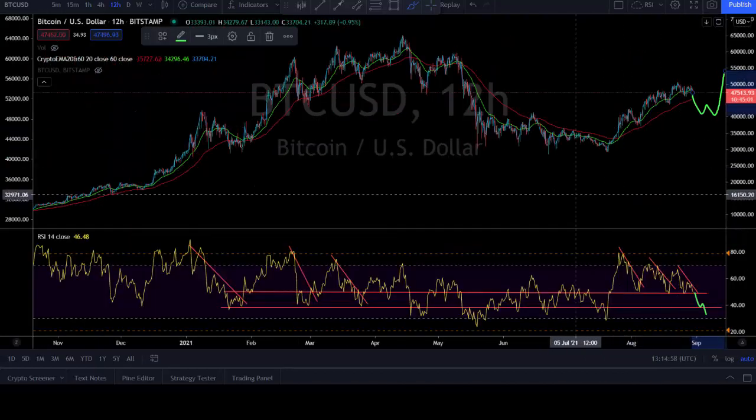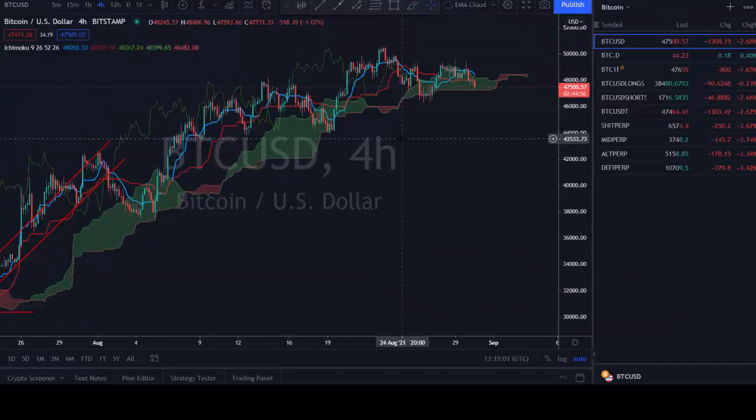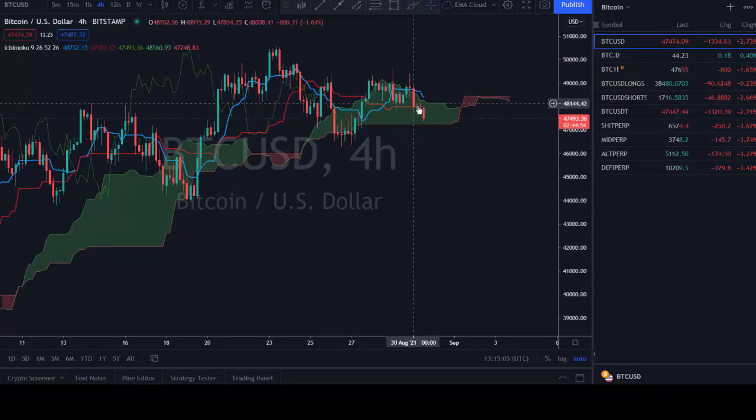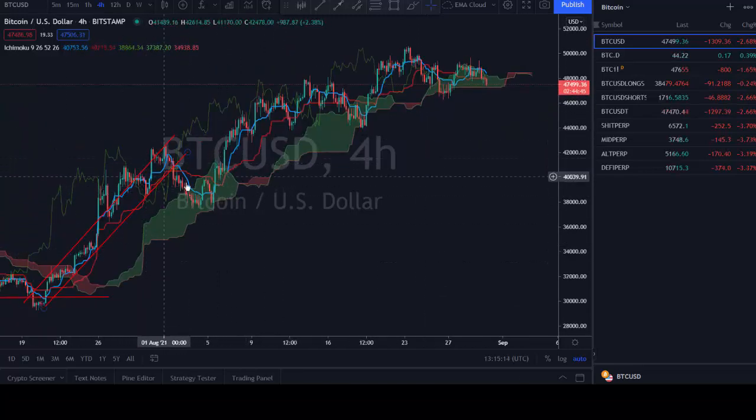Two more things now before we jump into the altcoins. I want to take a brief look at the Ichimoku Cloud, and we see here that on the 4-hour time frame, that blue line is coming very close to crossing back below the red line, which would undo the bullish bounce off the cloud that the 4-hour was doing.